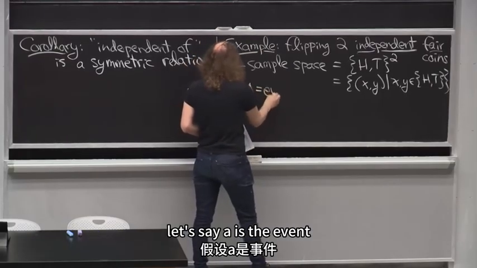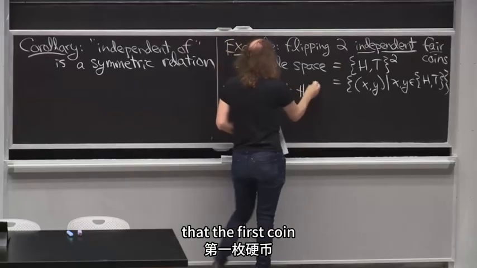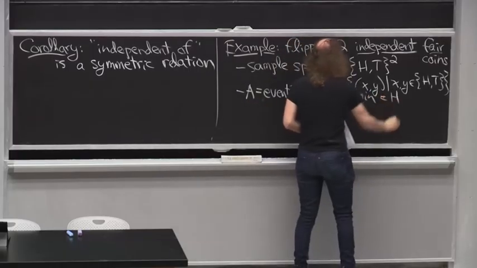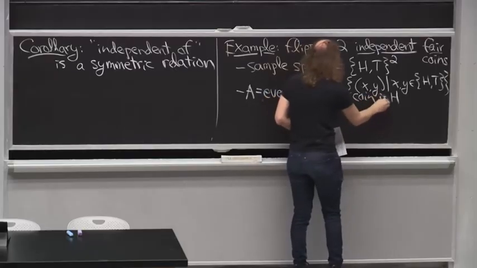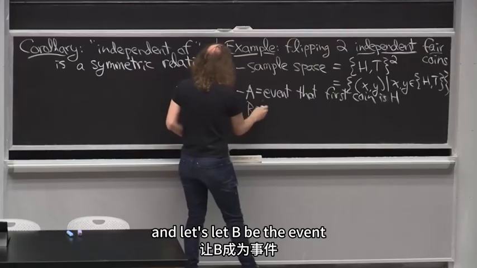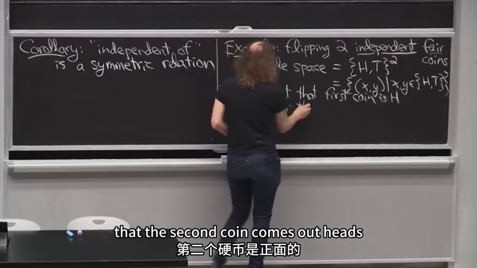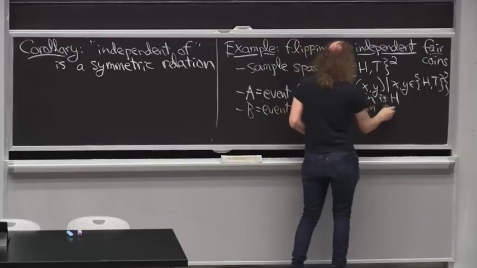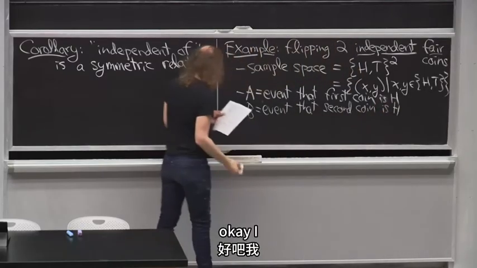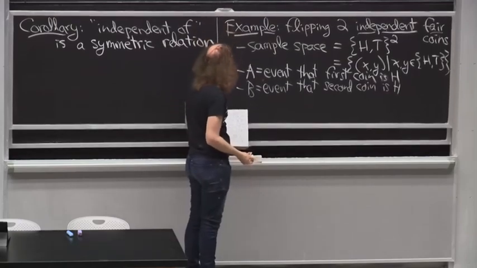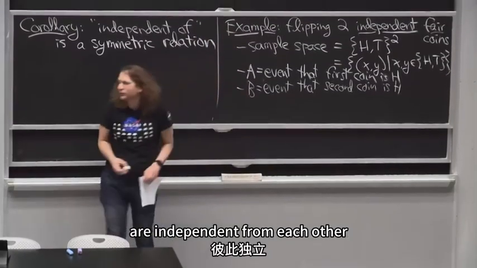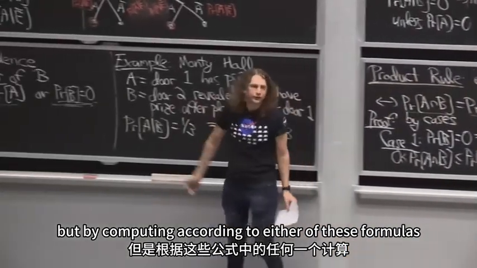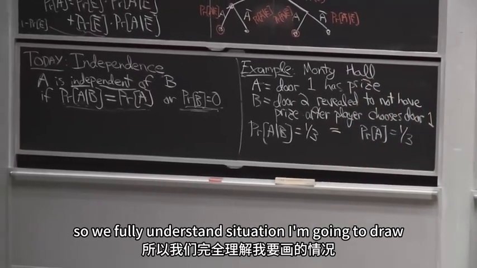Let's say A is the event that the first coin comes out heads. And let's let B be the event that the second coin comes out heads. Okay. I would like to claim that these two events are independent from each other, not just by assumption, but by computing according to either of these formulas. Okay, so let's do that so we fully understand the situation.